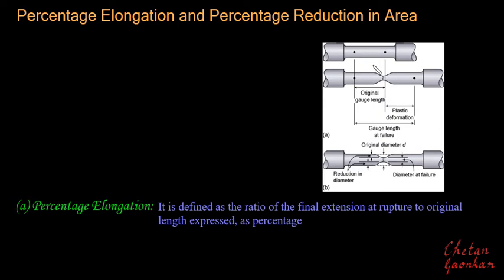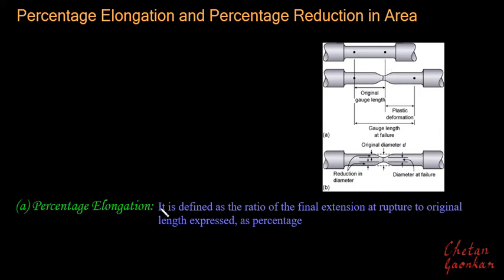We know that this will be the original length of this specimen before we subject it to testing on the UTM, universal testing machine. And then once the testing is completed, the original length will get elongated because of plastic deformation, and finally this will be our gauge length, right? So this will be our final length at the fracture, and this will be the original length before we subject the specimen to testing.